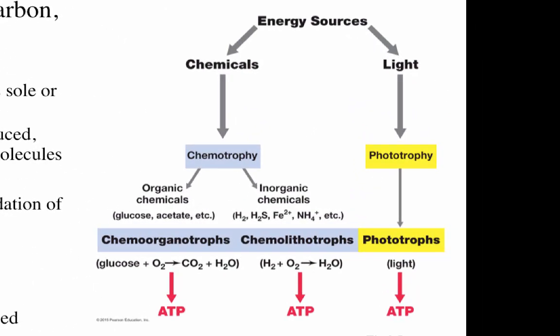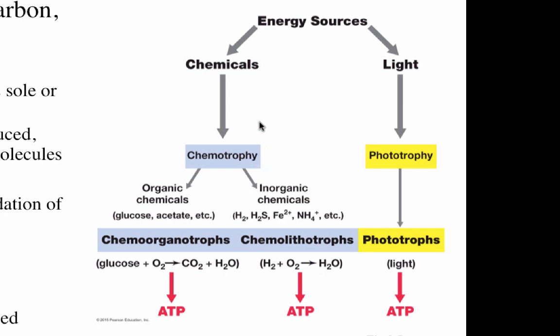You can see in the illustration on the right that you have energy sources, either a chemical source of energy or light. If it's light, it's an organism that has phototrophy, and we're going to call that a phototroph. And from there, you're going to have ATP production. So think of any organism that has photosynthesis as most likely being phototrophic.